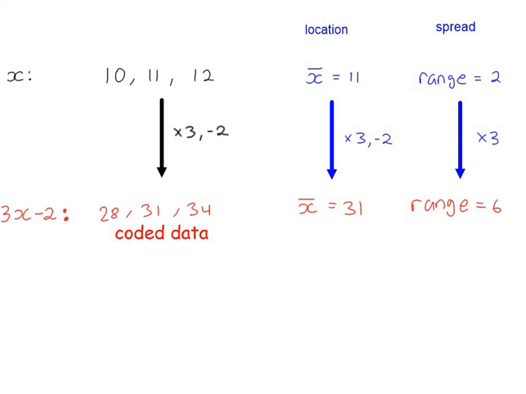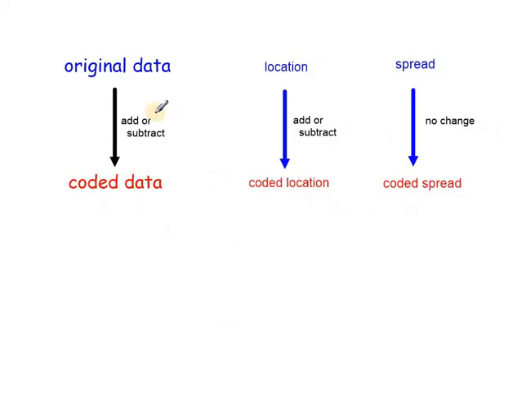So now we summarize our findings, and we find that if we add or subtract a fixed amount to the original data, the location value changes by the same amount, but this has no effect on any measure of spread. And if we multiply or divide all of our original data by a certain value, the effect on the location and the spread is exactly the same.